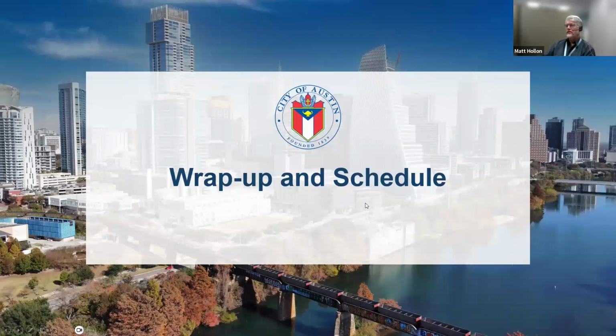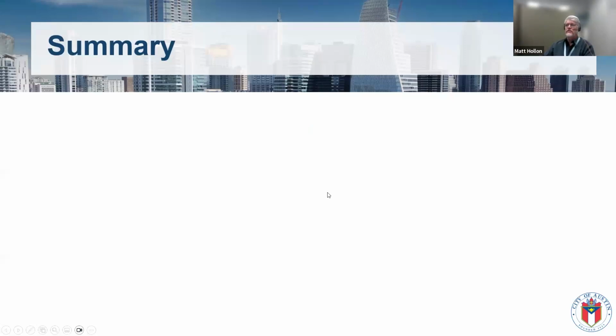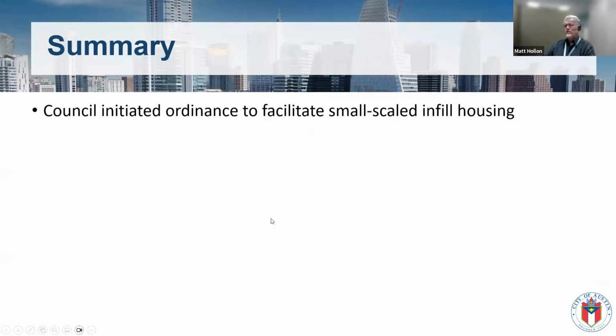So finally, I've just got 2 more slides. I know this has been a lot, and then I'm looking forward to getting into questions from the audience. So council, here's the summary. Council has said, look, we have a housing crisis. We need to facilitate small-scale infill housing. Our current codes and criteria don't get that done. Can you help us out here?